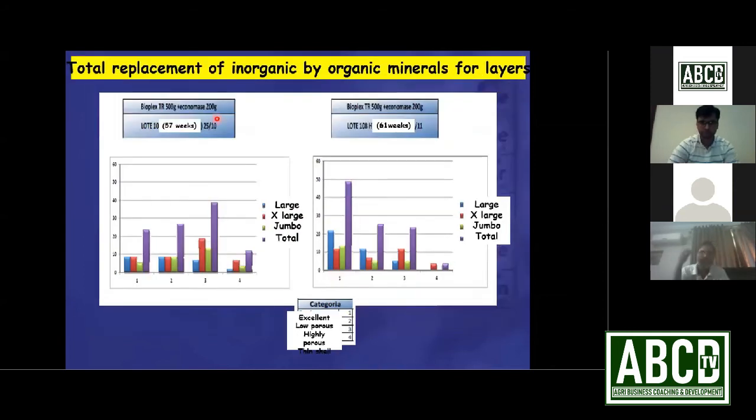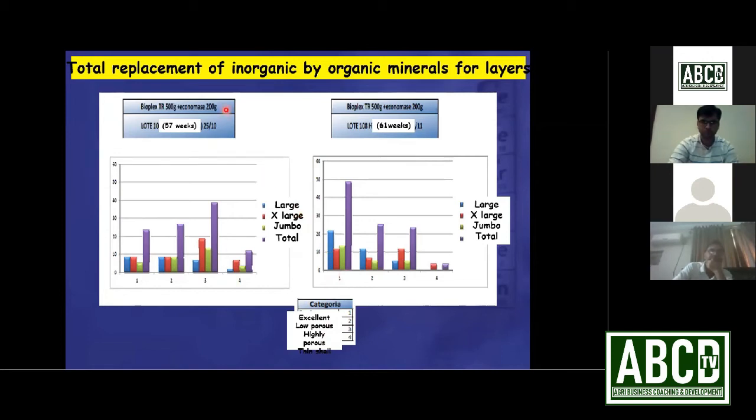This other one went from 57 weeks up to 61 weeks. Again, excellent, low porous, highly porous, and thin, large, extra large, jumbo, and total. Same results from 57 up to 61 weeks. So it doesn't matter which age you're talking about. It was always an improvement in the eggshell quality.